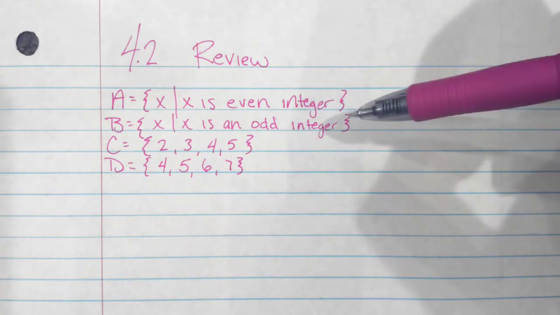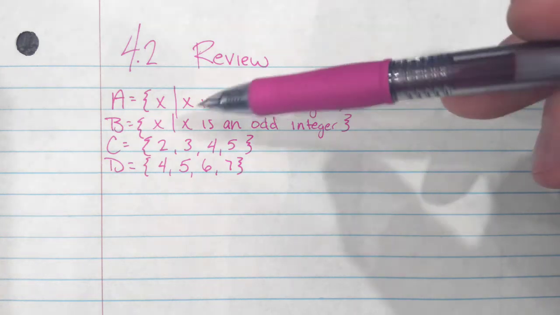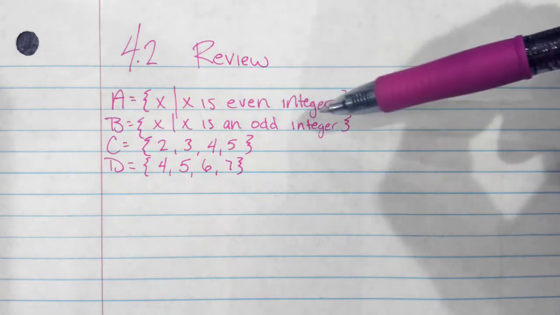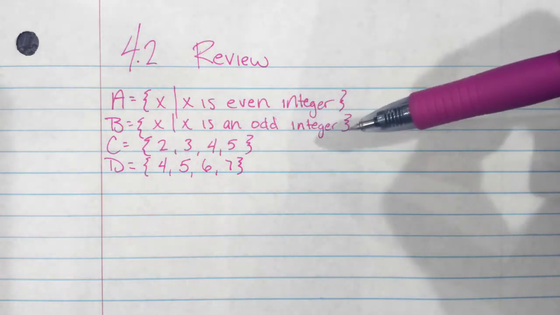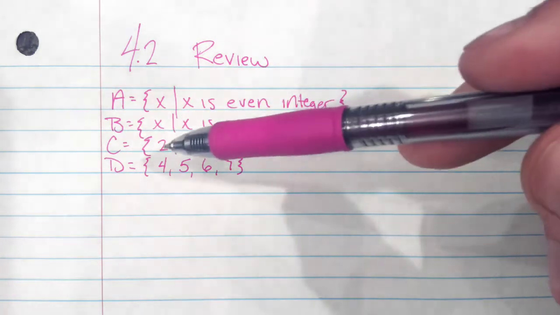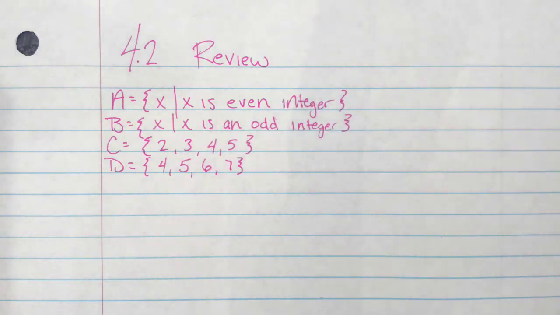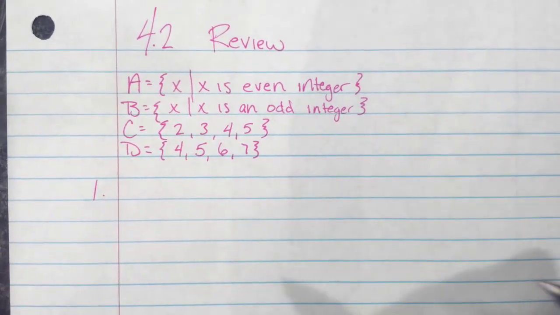So I went ahead and wrote them down so you didn't have to watch me write them. So A is the set of numbers of x such that x is an even number. B is the set of x such that x are the odd numbers. So A is all the even numbers, B is all the odd numbers. C is the set 2, 3, 4, and 5, and D is the set 4, 5, 6, and 7. So your first set of problems will say, intersection or union.